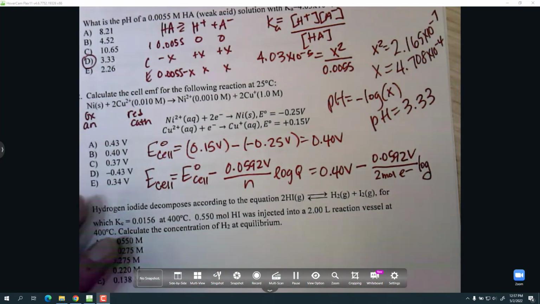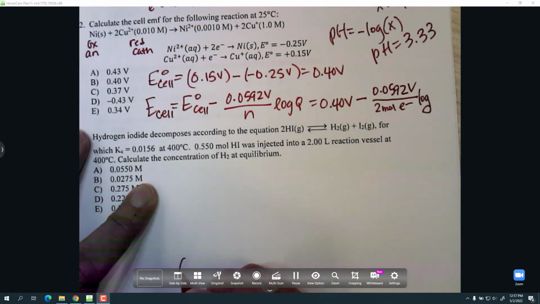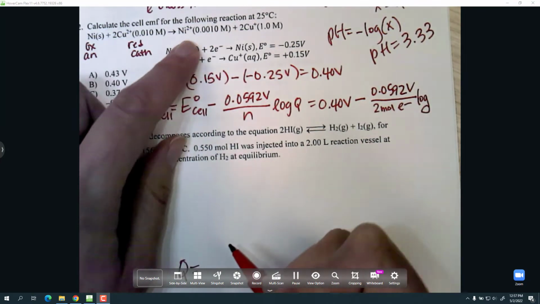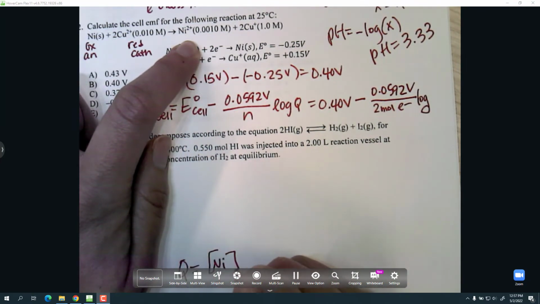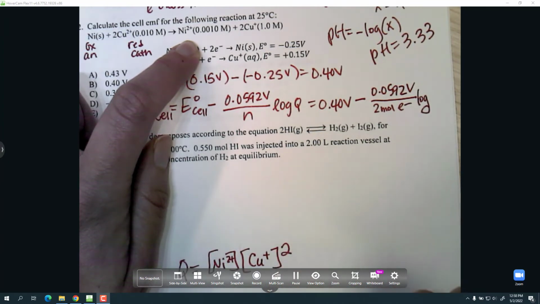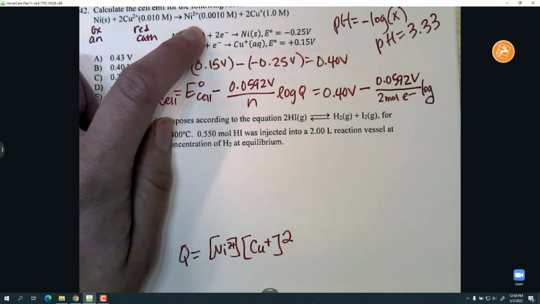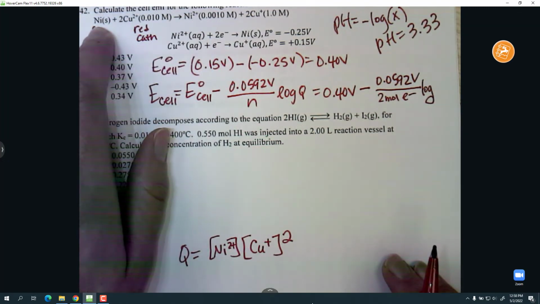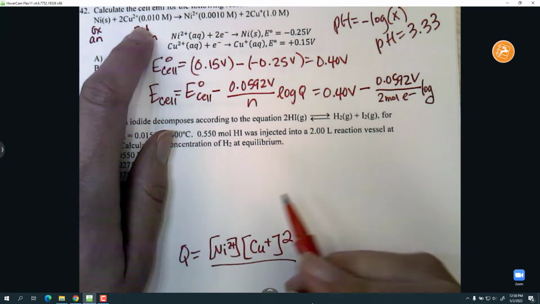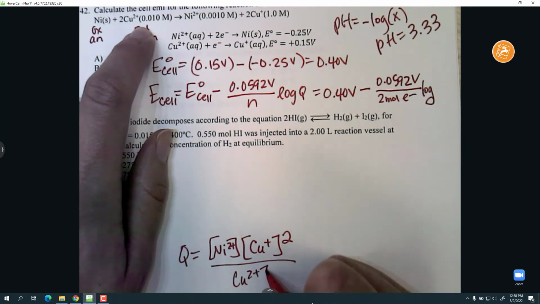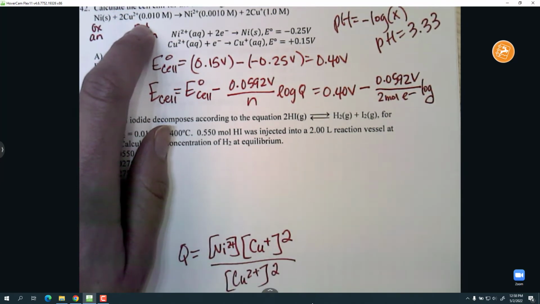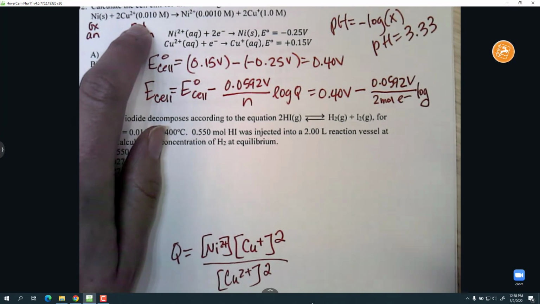All right, I don't have room for this, so let me do it down here. So Q, let me just write it out, would be nickel on top, copper plus squared on top. It's out of the way, sorry. There we go. And then nickel solid gets left off, that doesn't get included, but copper 2 plus squared on the bottom. And now I'm going to plug those numbers in.